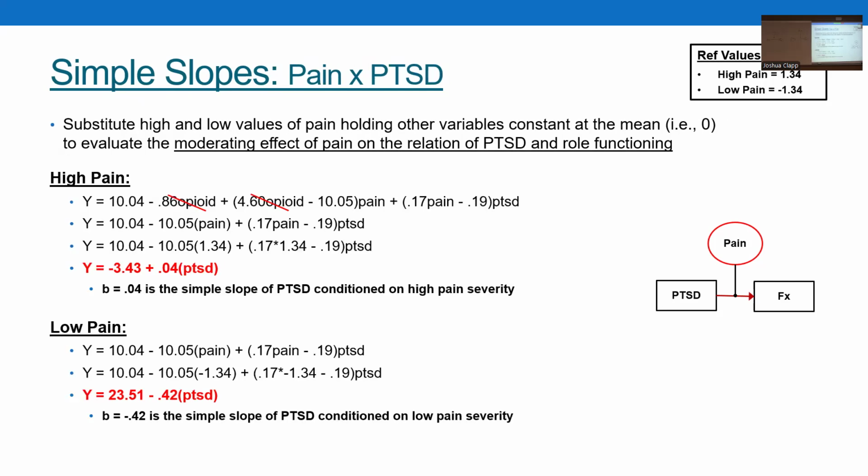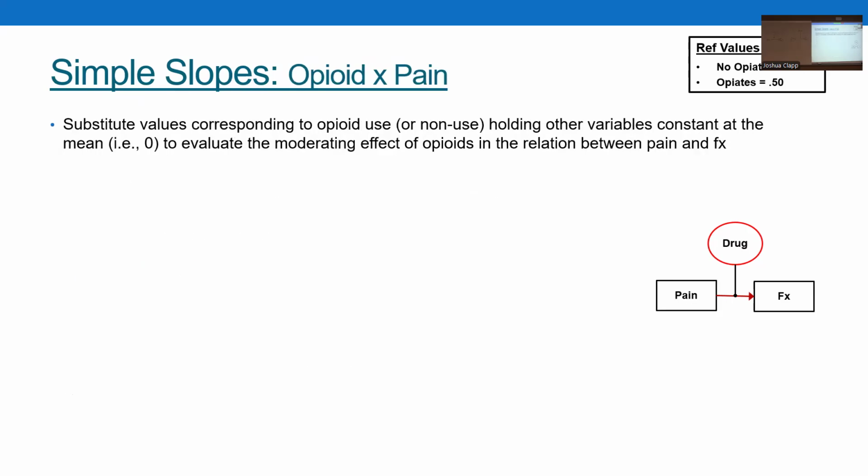So here we've gone through and solved for simple slopes in our full regression model for PTSD. Okay. Let's switch over and take a look at the conditional effect of pain. What we're going to do here is substitute values corresponding to use or non-use, holding other variables constant at the mean, to get our effect of pain.